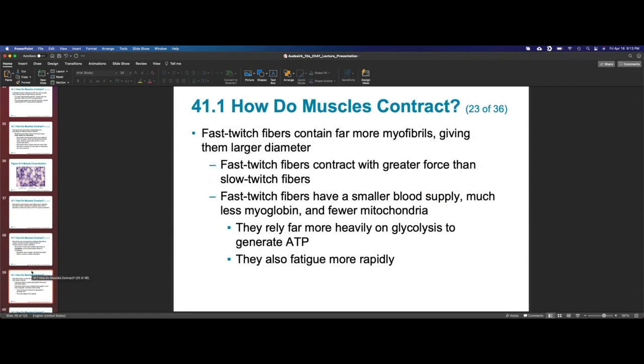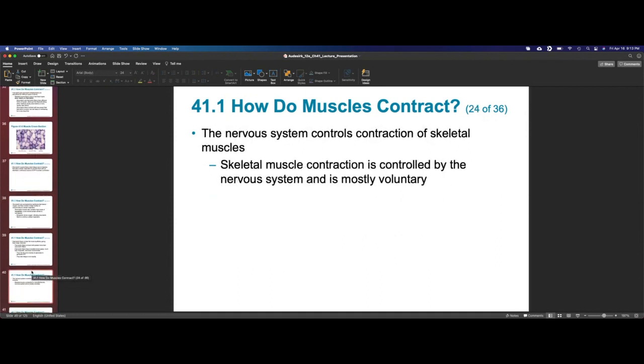And so these fast twitch muscle fibers, again, generate greater force than slow twitch. You also have a smaller blood supply and less myoglobin and fewer mitochondria. And so they're going to rely heavily on glycolysis to generate their ATP. But as a trade-off, they also fatigue more rapidly.